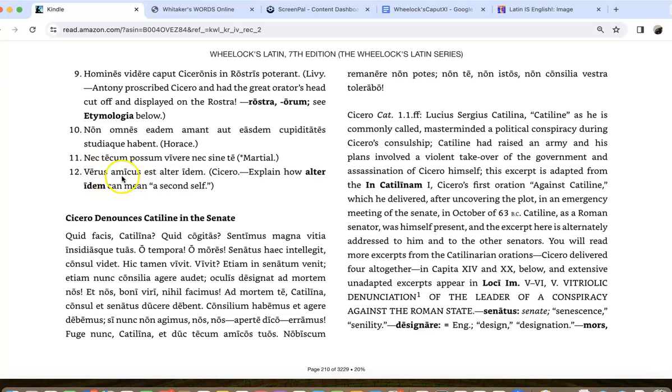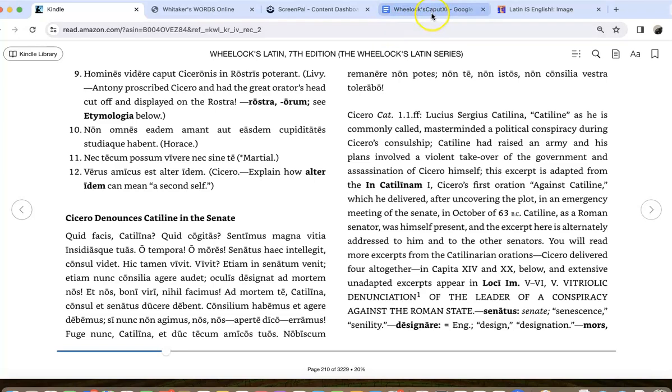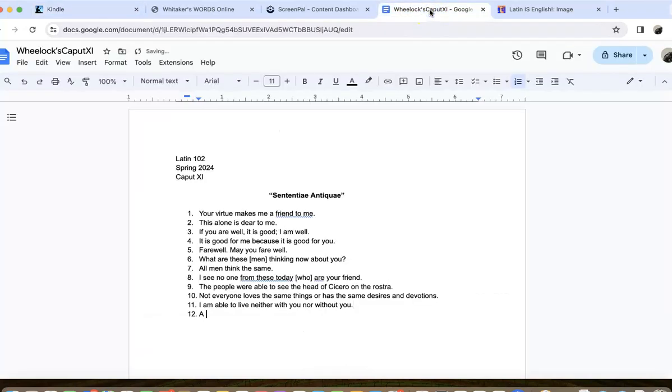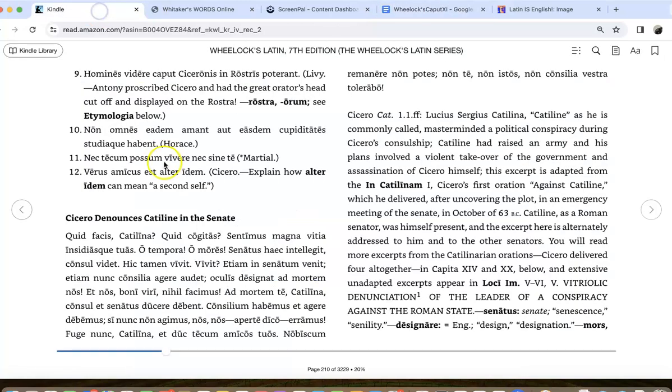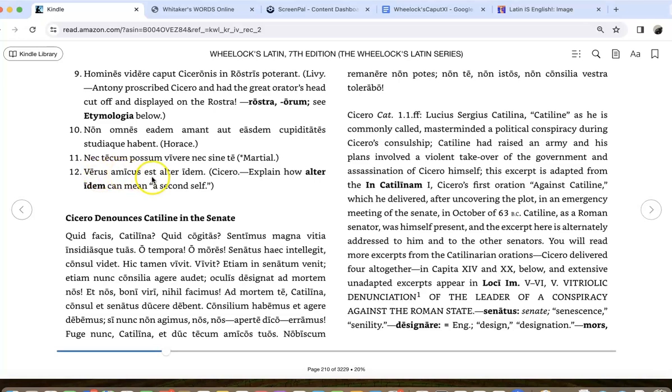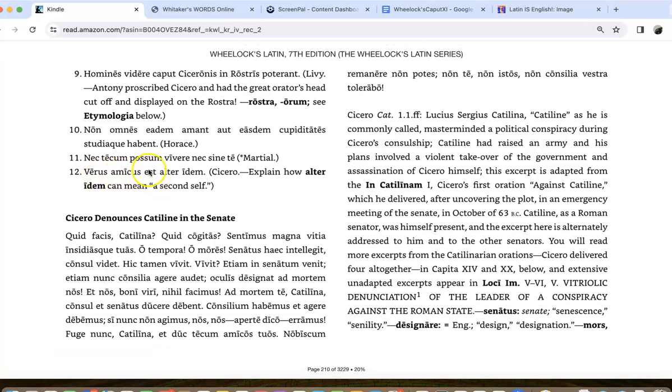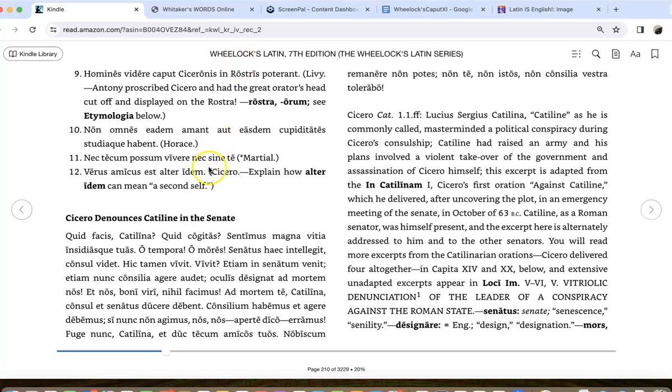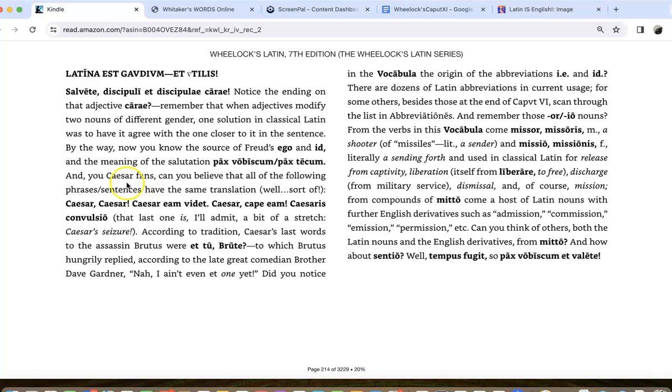And the last one here, verus amicus est alter idem. A true friend is a second self or another self. A true friend is a second self, literally an alter ego, somebody you can be intimate with, confide in. A true friend, verus amicus, is a second self, another self, even an alter ego. All right, so that's fairly straightforward as far as these things go.